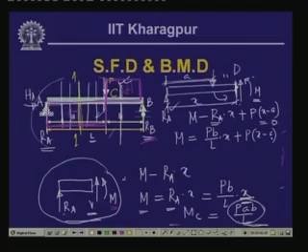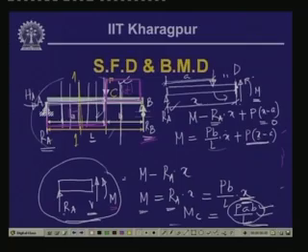Now, here if we substitute the values, this particular expression is valid for x equals a to L. When x is equal to a, this part is equal to 0. So this becomes P B A by L, or P A B by L, which matches with the value of the bending moment over here. So from this side we have computed the value of bending moment as P A B by L.